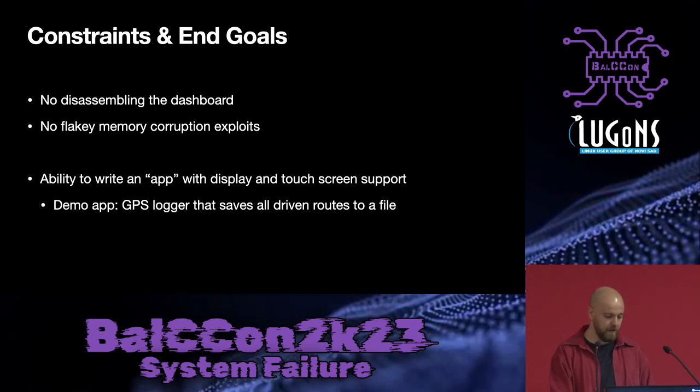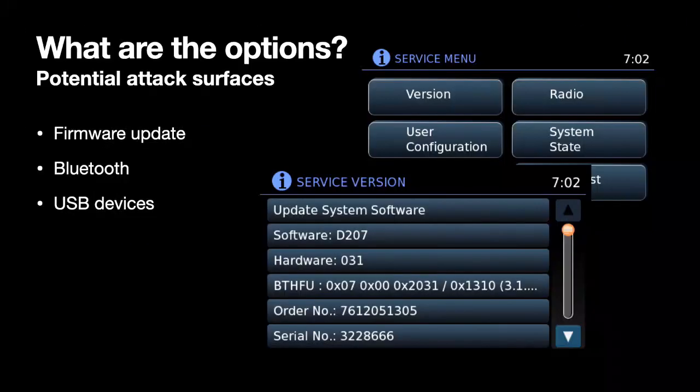So yeah, those are our constraints and end goals that kind of guide the whole project. And so we set out to figure out how we can get access to the device. What is the attack surface that I can explore and potentially abuse to get access to the running system somehow?